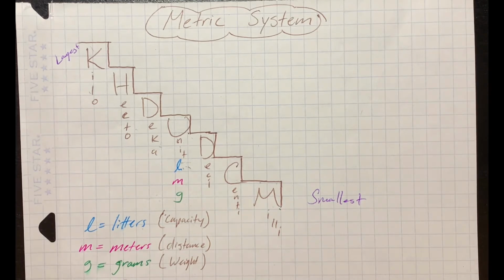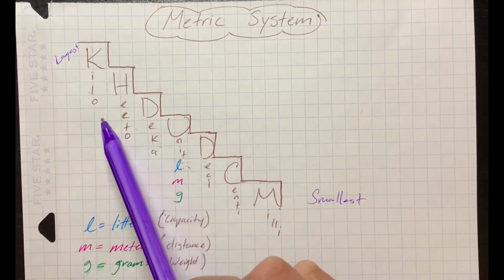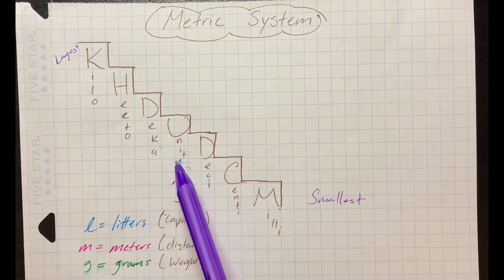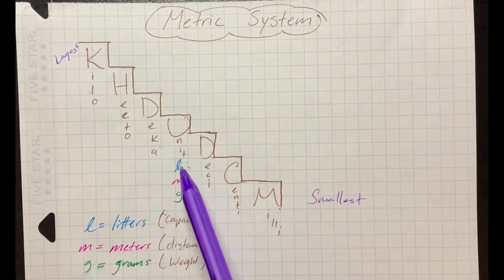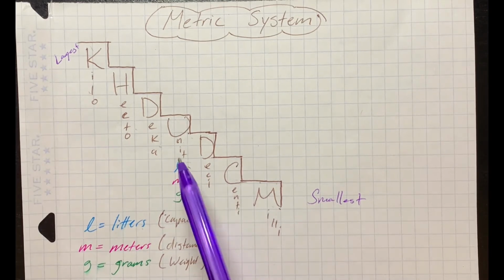And then we have grams. G stands for grams, and that's a weight measurement: how heavy is an object? Okay. So again, let's pick the L. Let's pick liters. So it's going to start off like kiloliters, hectoliters, decaliters, liters, deciliters, centiliters, and milliliters.